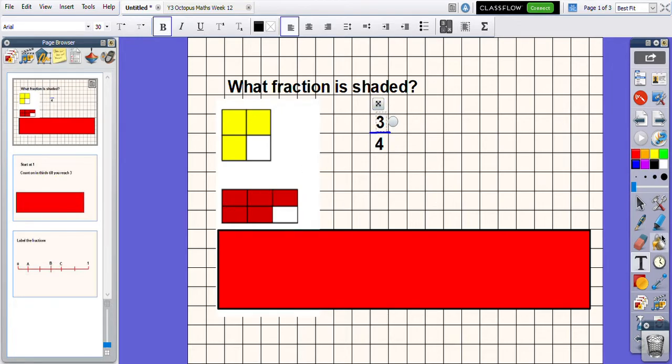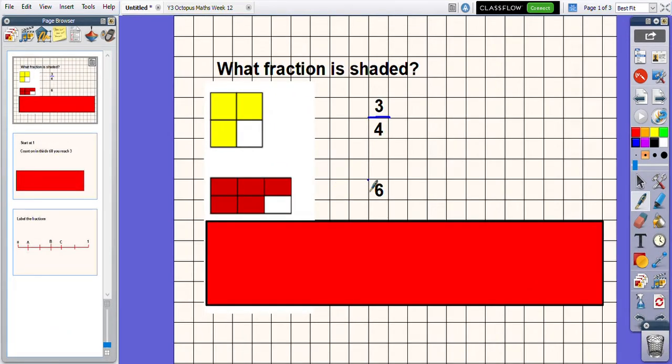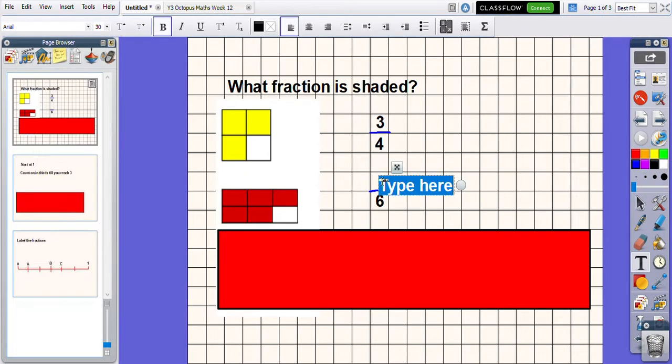Same with this one here. Let's start off counting how many we've got. We've got 1, 2, 3, 4, 5, 6. So we've got 6 in total. And the amount that are shaded red are 5. So that means this has 5/6 shaded in.